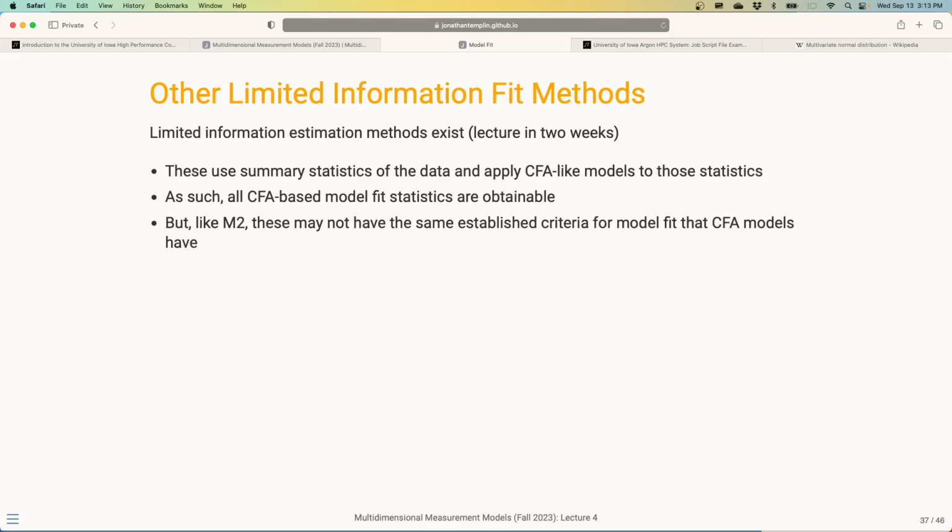Those are based off of one connection to CFA. And that connection lies in the use of a probit link function. But I'll leave that for you to think about in the next few weeks. We often use normal ogive and probit interchangeably. When you have that, you can start to do CFA things with the second order moments of your data.